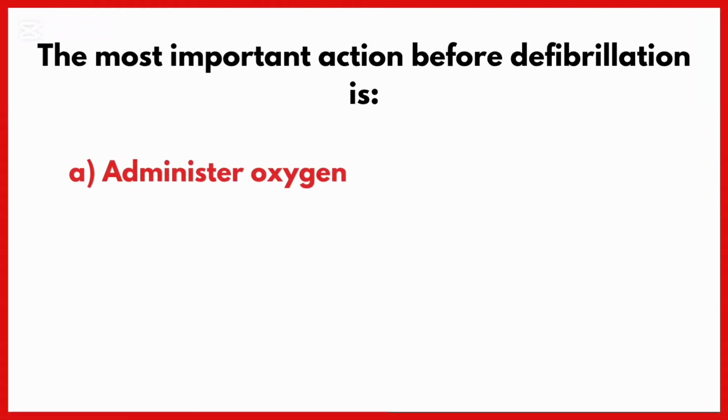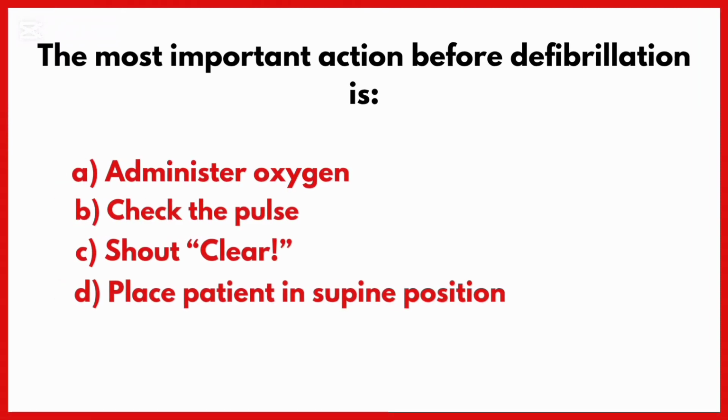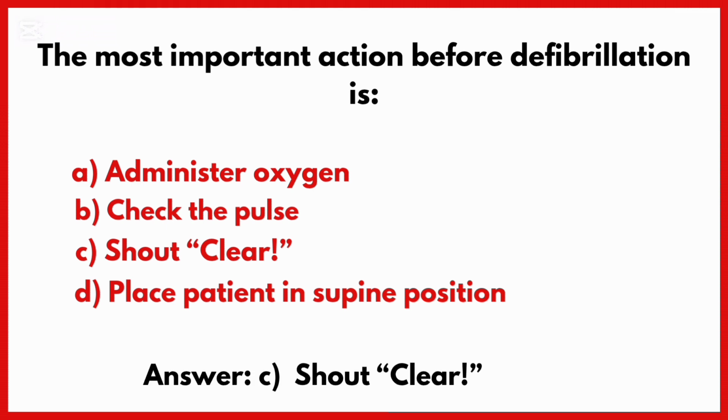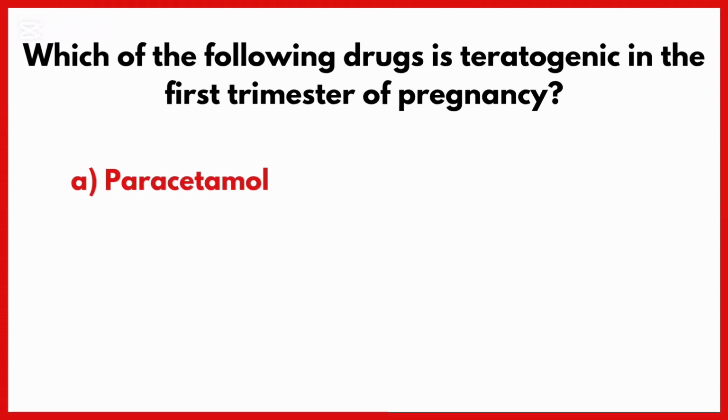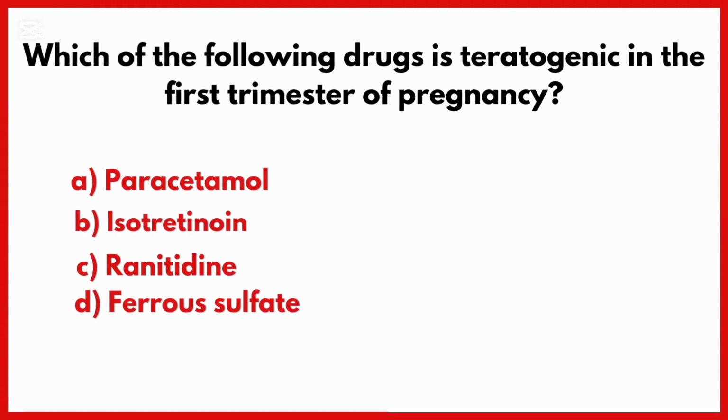The most important action before defibrillation is. Correct answer is option C, shout clear. Which of the following drugs is teratogenic in the first trimester of pregnancy? Correct answer is option B, isotretinoin.